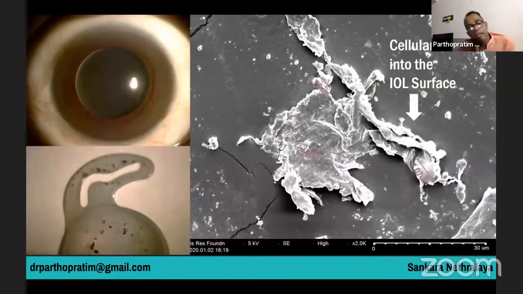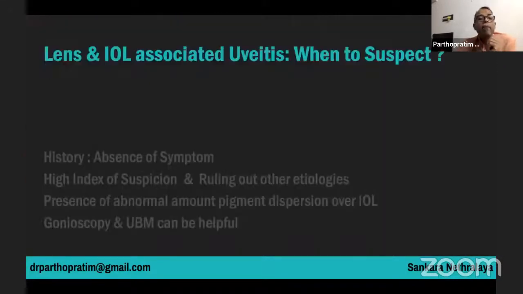Similarly, the patient presented with an ossified IOL, and this time, after removing the IOL, we did an electron microscopic photograph. As you can see here, you can see these inflammatory cells. There is a cellular invasion into the IOL surface, and here you can see that it was going inside the IOL material. So sometimes this can occur, especially with the silicone plate IOL.